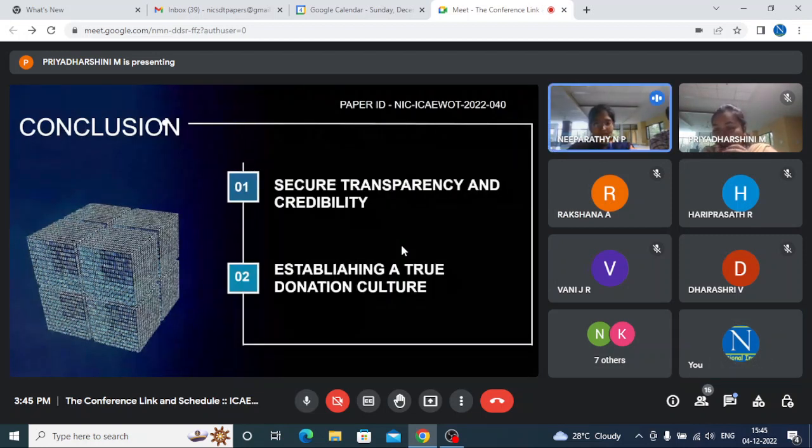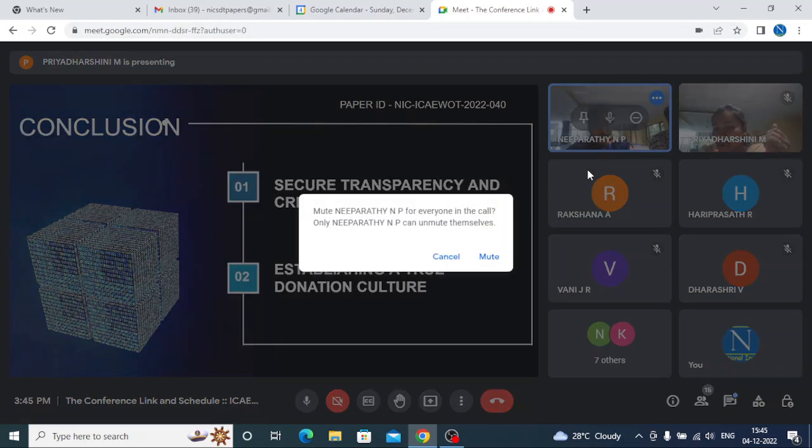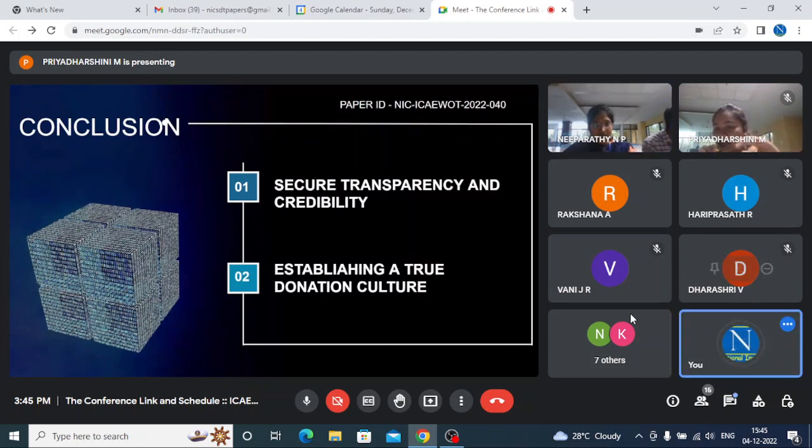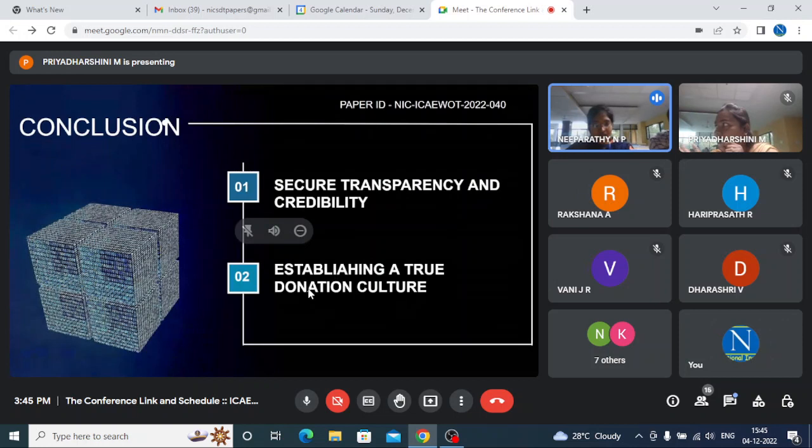Yes, sir. So when we compare the current donation and charity system, NGOs used to collect the donation and distribute it to the charity. But when blockchain comes, it gives the charity to the needy people without any middleman, sir. And it is also a secure way.